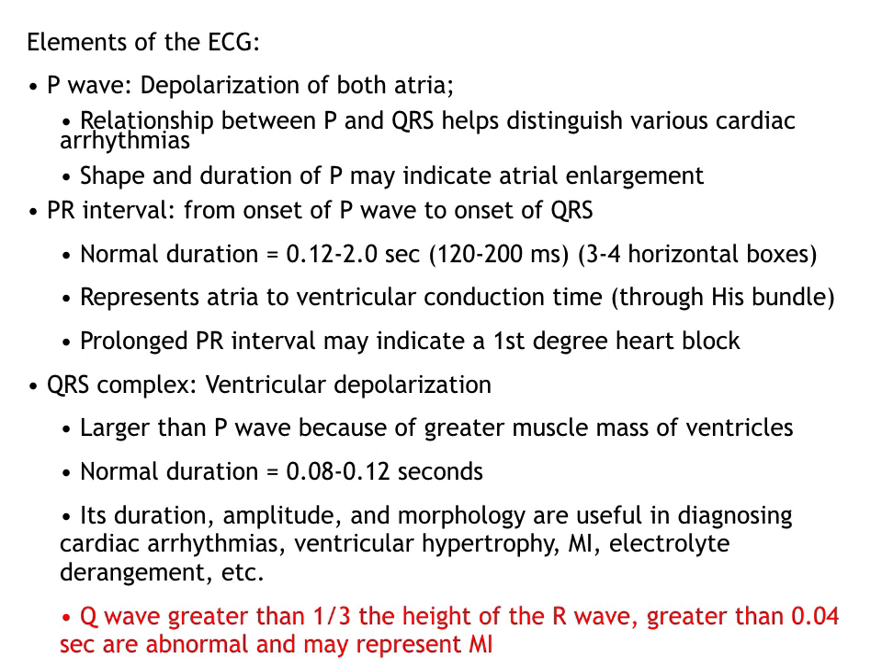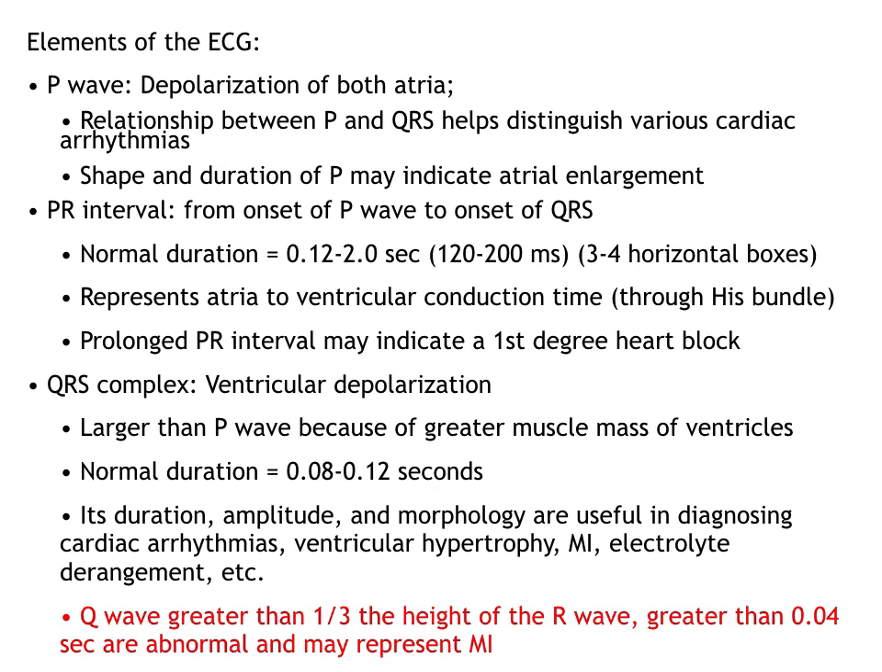PR interval. It starts from the onset of the P wave to the onset of the QRS. To remember the normal PR interval, just remember 3 to 4 small horizontal boxes. It represents atrial to ventricular conduction time. A prolonged PR interval may indicate a first degree heart block.